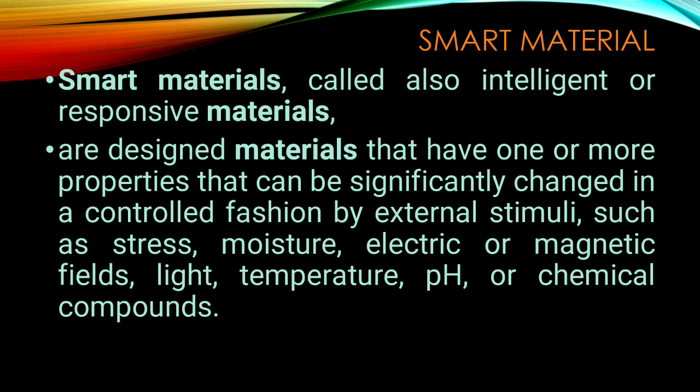Smart materials are also called intelligent materials. Our skin is intelligent, right? Or responsive material. Our skin does respond. They are designed materials that have one or more properties that can be significantly changed in a controlled fashion by external stimulus such as stress, moisture, electric or magnetic field, light, temperature, pH or chemical compounds. Whenever you supply an external stimulus, it can be stress, it can be heat, it can be any of these things, the material will respond. Those are known as smart materials.